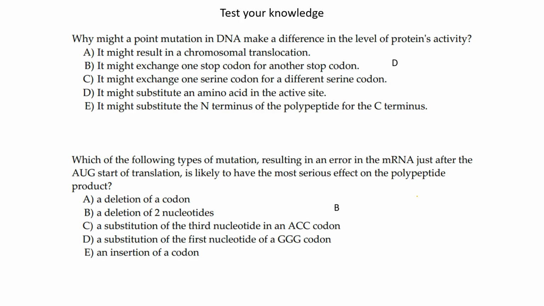Which of the following types of mutation resulting in an error in the mRNA just after the AUG start of translation is likely to have the most serious effect on the polypeptide product? A deletion of 2 nucleotides.